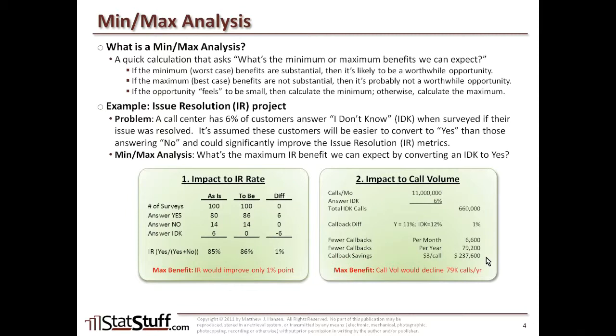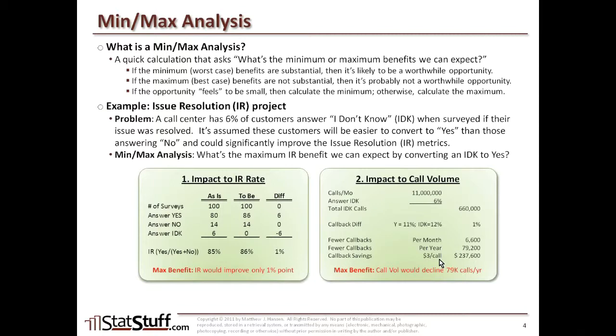Well, for what we're looking into, then, the reduction of 79,000 calls or $240,000 is a best case scenario. Again, this is the maximum benefit we can expect if we converted every one of those, the 6% of the volume, to a yes. The best we can hope for was still only 79,000 calls in a year, or $240,000 worth, using this $3 per call rate.